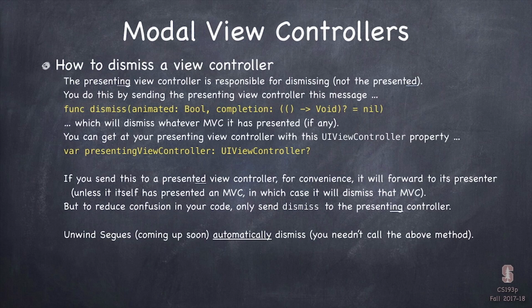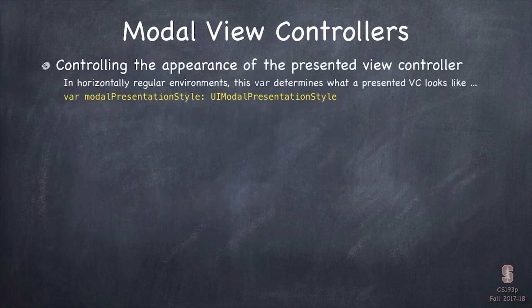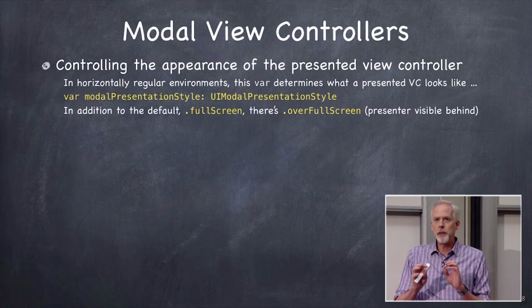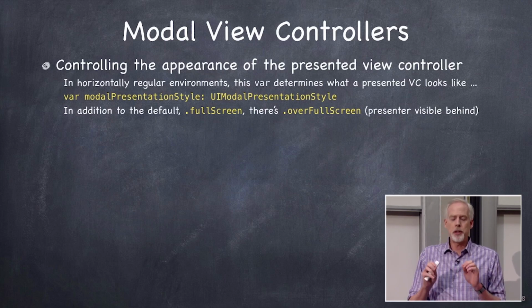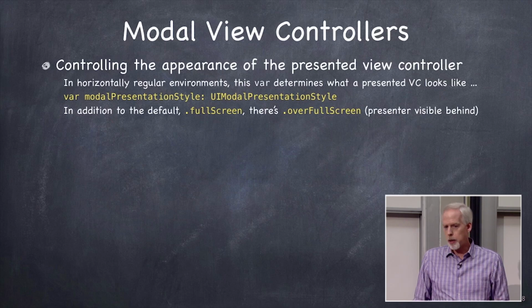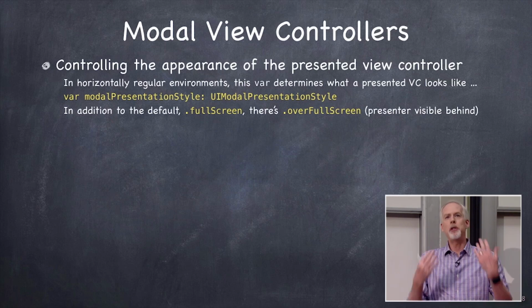Now, another thing, of course, is this unwind segue I alluded to where you got to communicate information back. That automatically dismisses. So that's another way to dismiss, and we'll see that when we talk about unwind towards the end here. You can also control the presentation of the view controller a little bit with the modalPresentationStyle var in view controller. And this only gives a little bit of control. For example, the default is .fullScreen. That means slide up from the bottom and cover the whole screen. That's what you've been seeing so far.